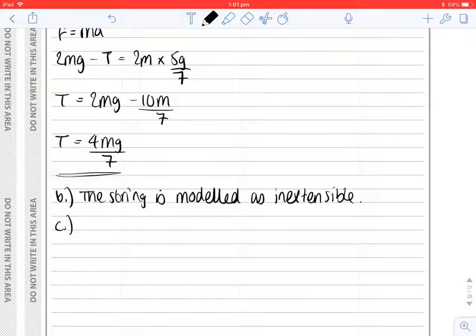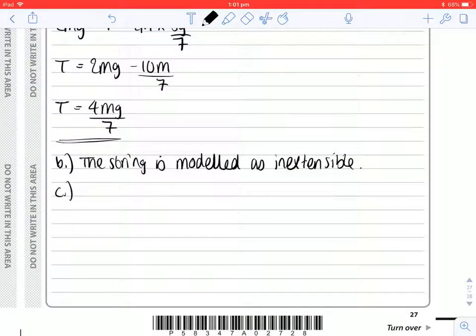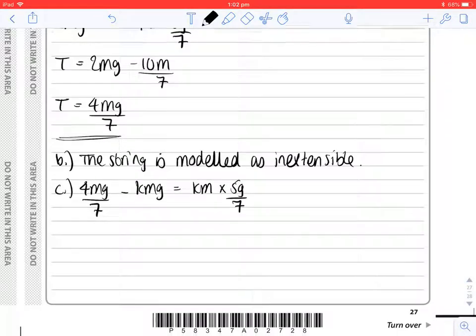Part C. Find the value of k. So in order to find the value of k, what we can do is look at the force acting on that side of the pulley. From our diagram, the direction of acceleration is going upwards, so we've got tension, which is 4mg over 7, take away the force pulling down, which is kmg, has got to be equal to the mass, which is km, times the acceleration, which is 5g over 7.